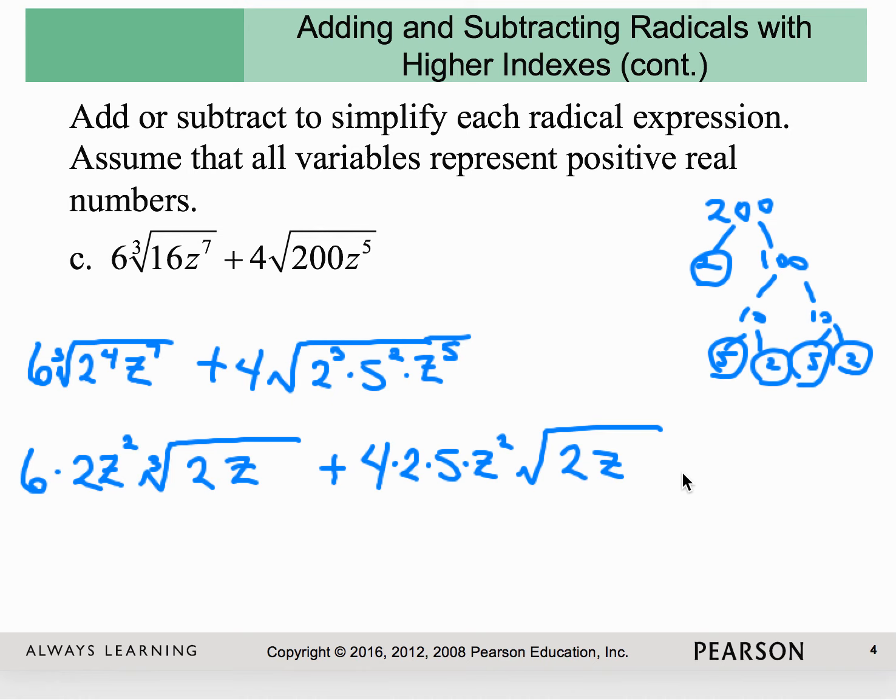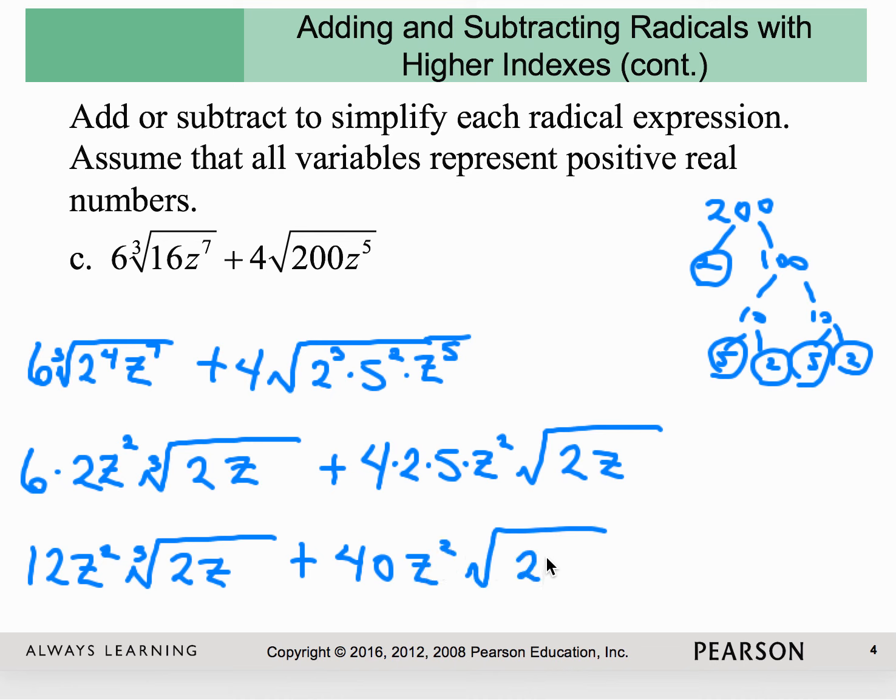Okay? So now this is 12 z squared cube root of 2z plus 8 times 5 is 40 z squared square root of 2z.